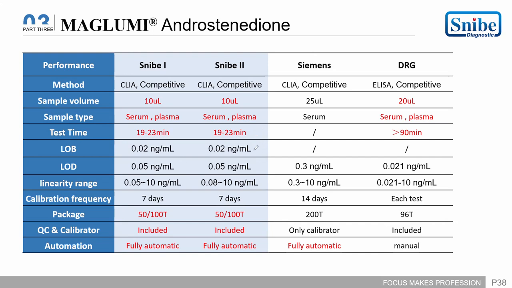We have a limit of blank and limit of detection, and our linearity range is between 0.08 and 10 nanogram per ml. Our assay calibration frequency is 1 week, and the pack size is 50 to 100 tests. But the challenge with the other automatic systems is that they have a 200 test pack size. We provide QC and calibrator along with the androstenedione reagent free of cost, but they need to purchase QC because they only provide a calibrator along with the androstenedione.